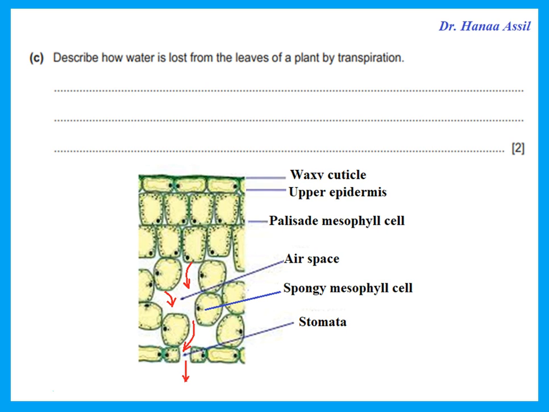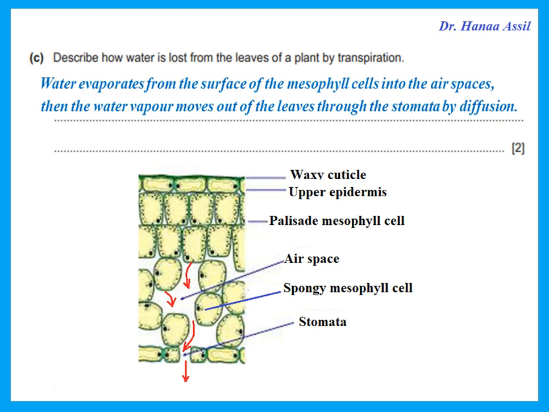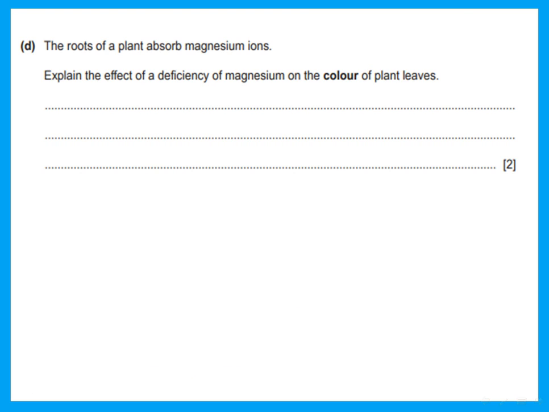The water evaporates from the mesophyll cells. Can you see that? It evaporates from the surrounding cells into the airspace, and then it moves out of the leaf through the stomata. So we say the water evaporates from the surface of the mesophyll cells into air spaces. Then the water vapor moves out of the leaves through the stomata by diffusion.